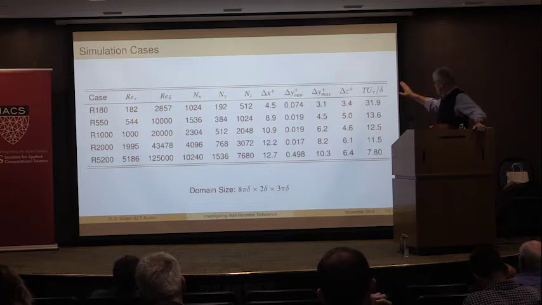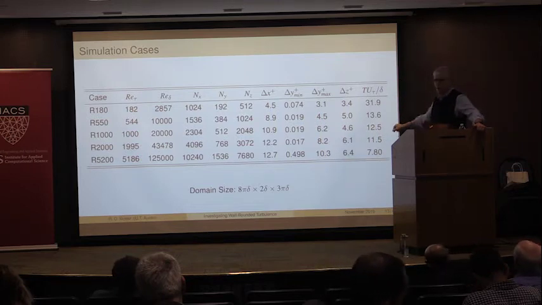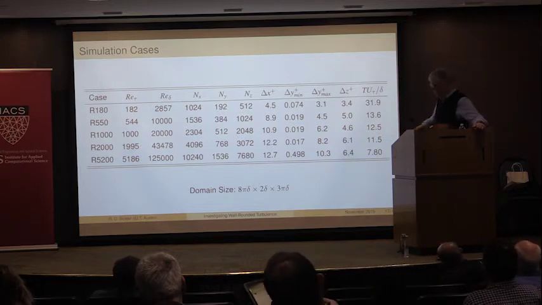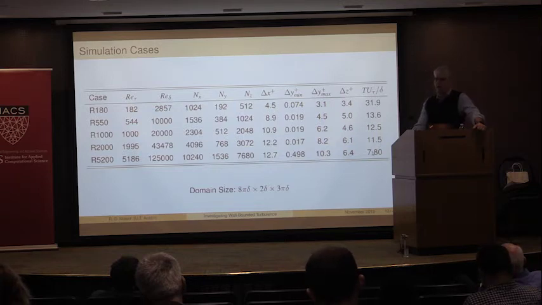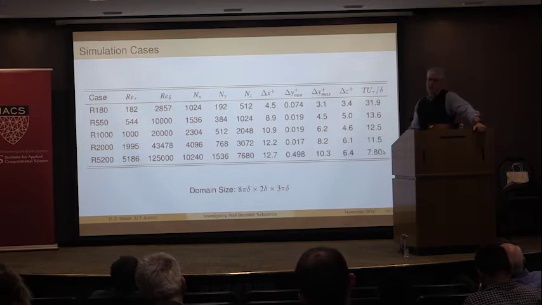But finally, I just want to point out that we have to simulate this for a long time to get statistics. I don't know if you see this over here, I'll point to it. This is a particular scale. So we have to simulate for a long time, and that takes a lot of computer time. In fact, it took 40 million core hours of computer time to do the calculation we're talking about.